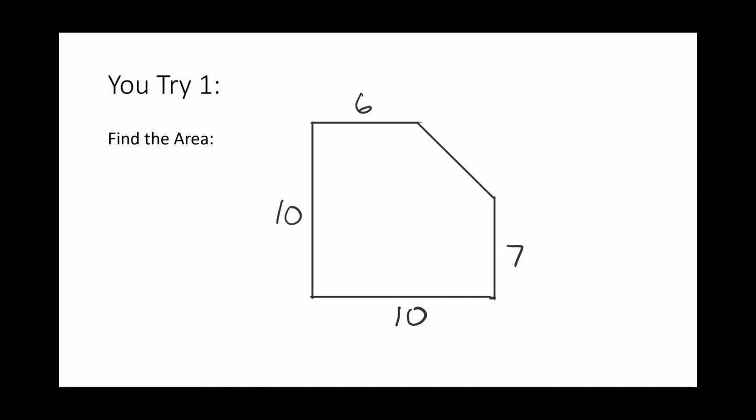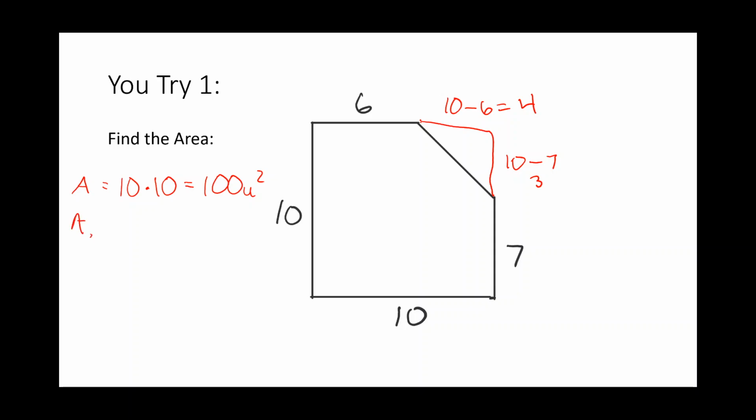So the area of the whole box is a square that's 10 tall and 10 long. So 10 times 10 is 100 units squared. Then we want to subtract off that little triangle here. Okay, what do we know about this triangle? This triangle is 10 minus 7 tall, so that's 3. This triangle is 10 minus 6 long, so that's 4.